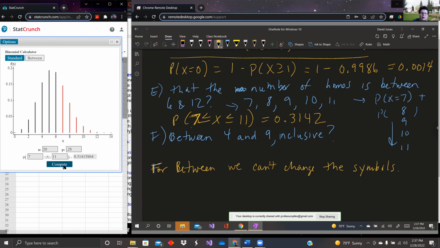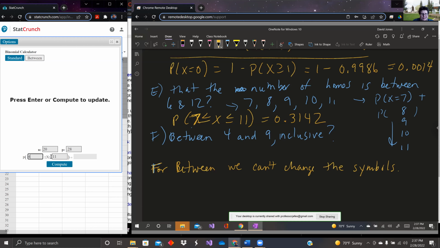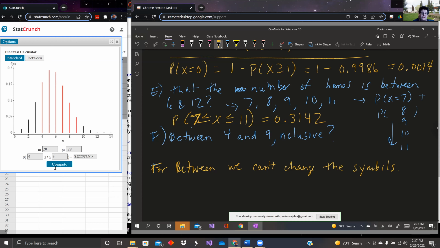And if we want to do 4 and 9 inclusive, that's actually including the 4 and the 9, not just the 5, 6, 7, 8. So here we can actually put the 4 and 9 directly. And this gives us 0.82297, which rounds up to 0.8230. Sneaky. This is one of those rare exceptions where rounding to the last place means you have to round to the second to last place.